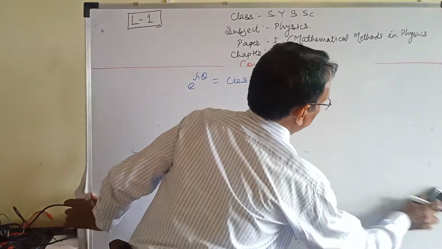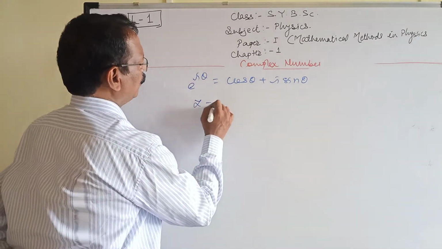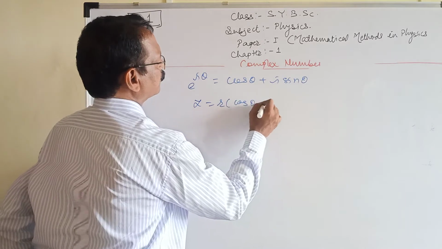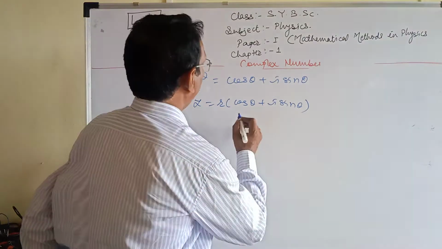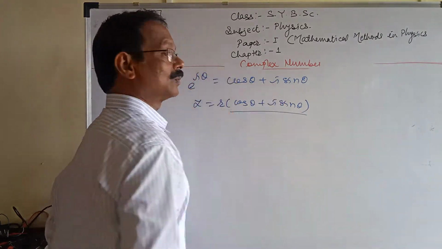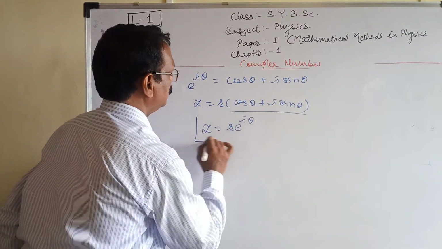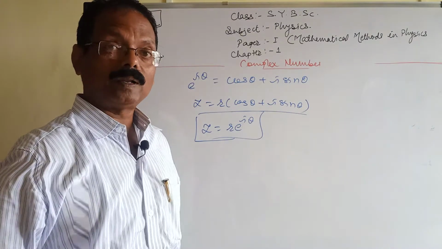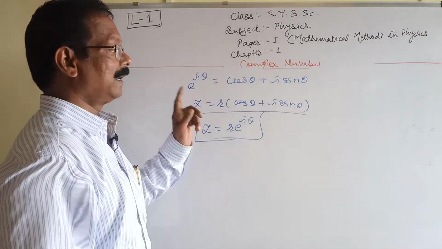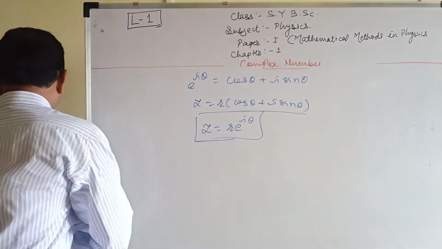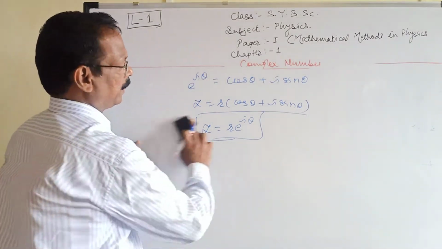Now we can write another form, the exponential form of the complex number. We know what z is: z is equal to r into cos theta plus i sin theta. But we know what cos theta plus i sin theta is: e raised to i theta. So z is equal to r into e raised to i theta. This is nothing but the exponential form of the complex number, where e raised to i theta is equal to cos theta plus i sin theta.